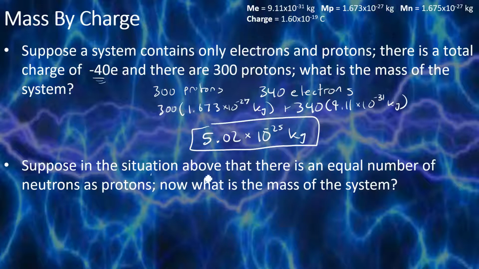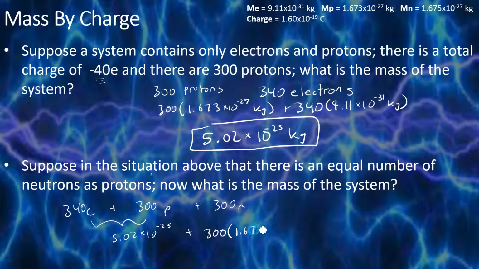Now, the next part: suppose in this situation there are an equal number of neutrons as protons. Now what is the mass of the system? So essentially, we're going to take our answer. We're going to have 300 protons plus 300 neutrons, and we also had 340 electrons. Remember, a neutron does not have a charge, so it's neutral. We're going to add these up. We already did this part right here, and we got 5.02 times 10 to the negative 25th. So we need to add to it 300 times 1.675 times 10 to the negative 27th kilograms. So I'll go ahead and do that. It takes just a little while to type in. And I get 1.800 times 10 to the negative 24th kilograms for that.